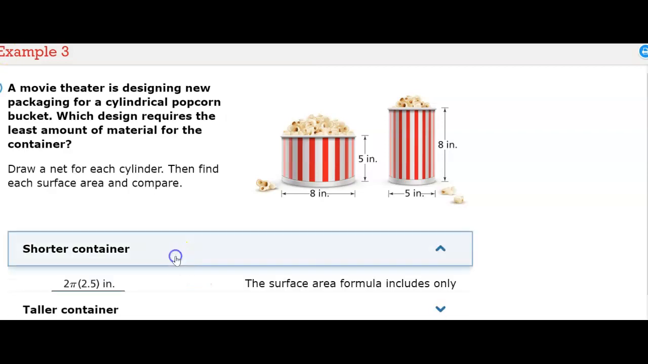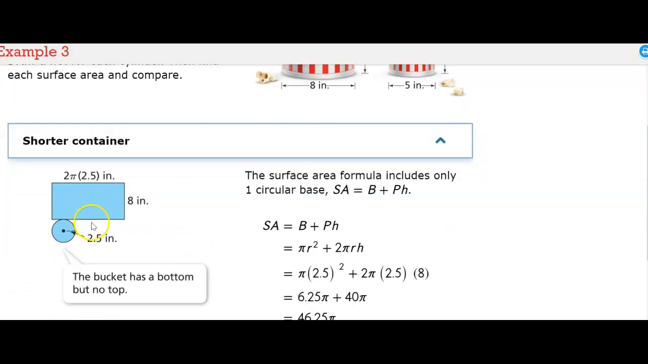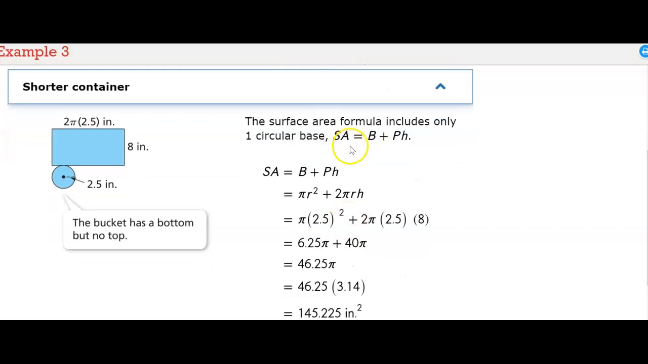So the shorter container, we have the bucket at the bottom, but it has no top, so it's just one circle. Then you have the rectangle for the cylindrical portion that wraps around. And then you have your formula, which is surface area is equal to base plus P times H. And then you have B again is pi r squared.